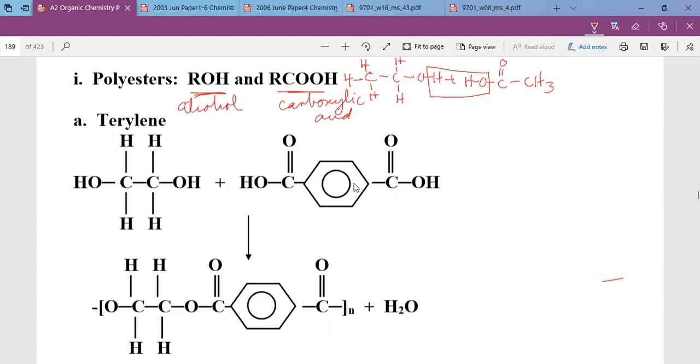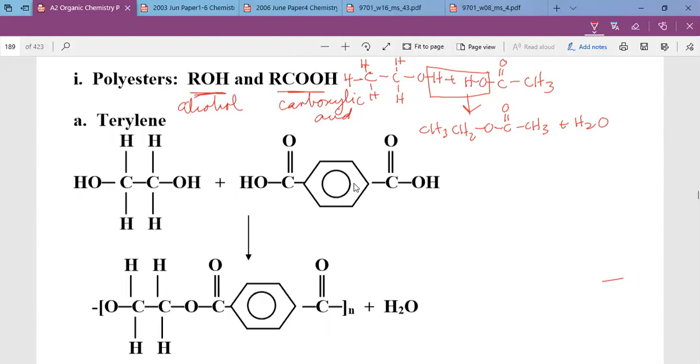That means the acid doesn't act like an acid. So you get a normal ester, CH3CH2O, remember how to write it, and CH3, and of course you get water coming out. Now these are normal esters.